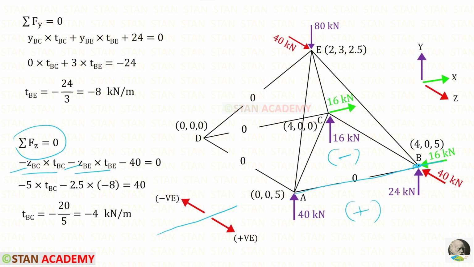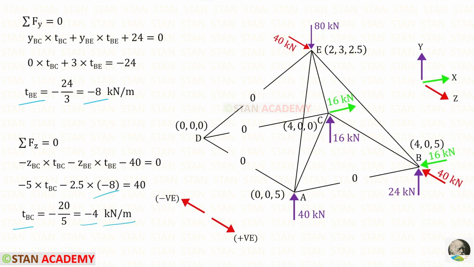And then we have to check if there is any load or reaction in the z direction. There is a reaction in the z direction, 40 kilonewton. Since it is acting this way, it should be taken as negative. So minus 40. The distance of BC in the z direction is 5 minus 0, so it will be 5. And for BE, it is 5 minus 2.5, so it is 2.5. We know the value of TBE. We can apply that. For TBC, we will get minus 4 kilonewton per meter.